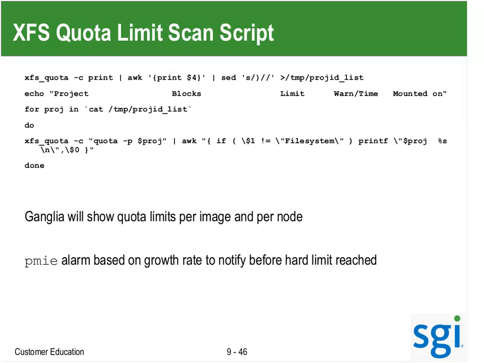Also, 946, just a script that I wrote to basically go down all 64 nodes in a rack to figure out which ones are setting off quota limit exceeded. And again, Ganglia is providing that information now.